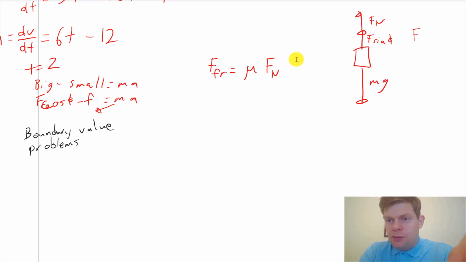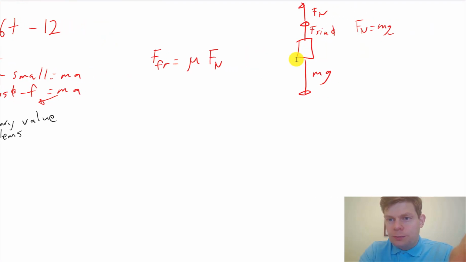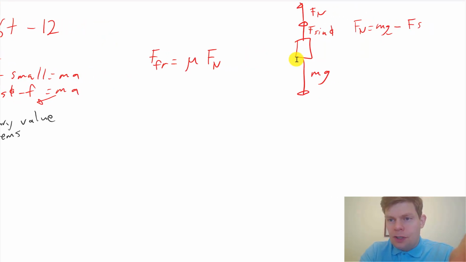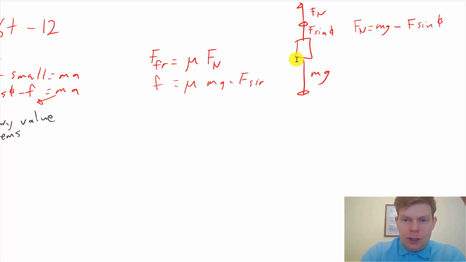Basically, it's just Fn equals mg minus F sine phi. And then once we've got that, it's basically plugging it in. Keep in mind we called force of friction F. So if we solve for the coefficient of friction, we've got F equals mu times (mg minus F sine phi). And then if we just divide both sides, we're done. F divided by (mg minus F sine phi).